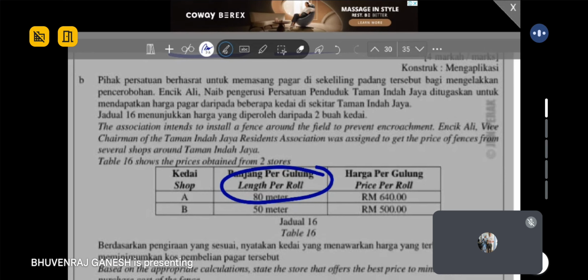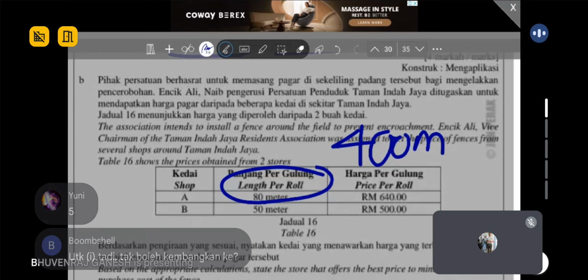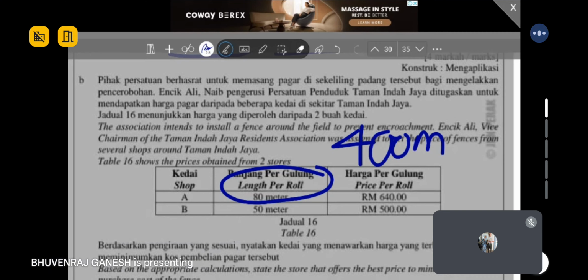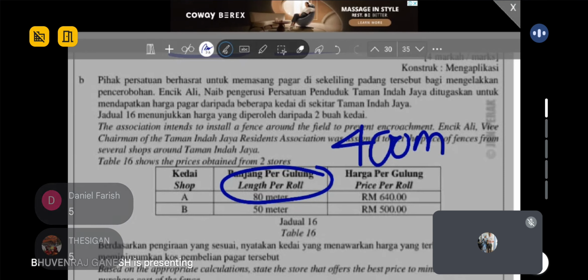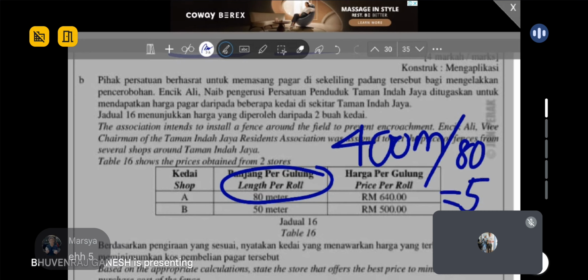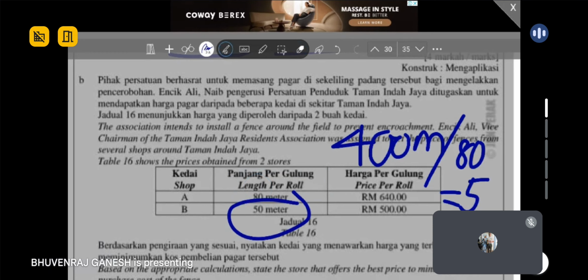Anyone? Try and see. Don't worry. Cuba saja. What is your answer? Guys, 400 meter now, you know. 400 meter. One roll, 80 meter. 400 meter, berapa roll? Boleh kembangkan kalau kamu nak juga. Tak ada masalah. Dua-dua betul. Okay, you just take 400 divide by 80. So that's why your answer is 5. 5 rolls. 5 gulung.